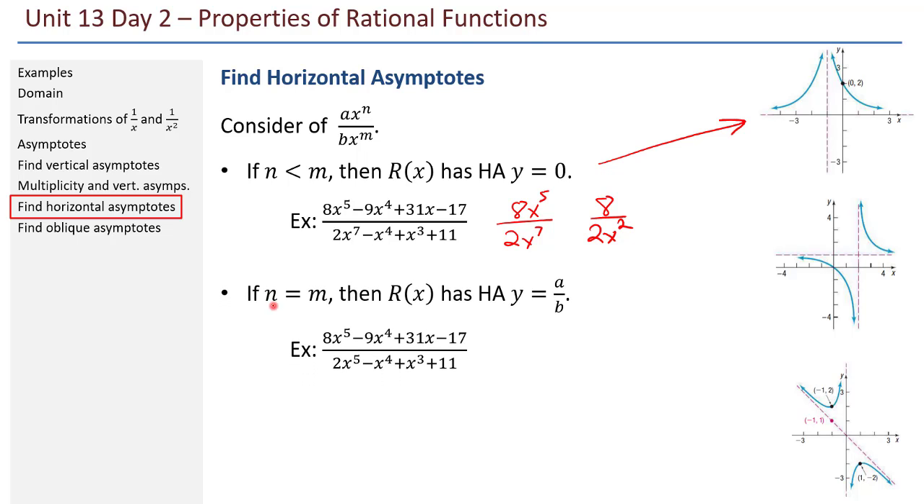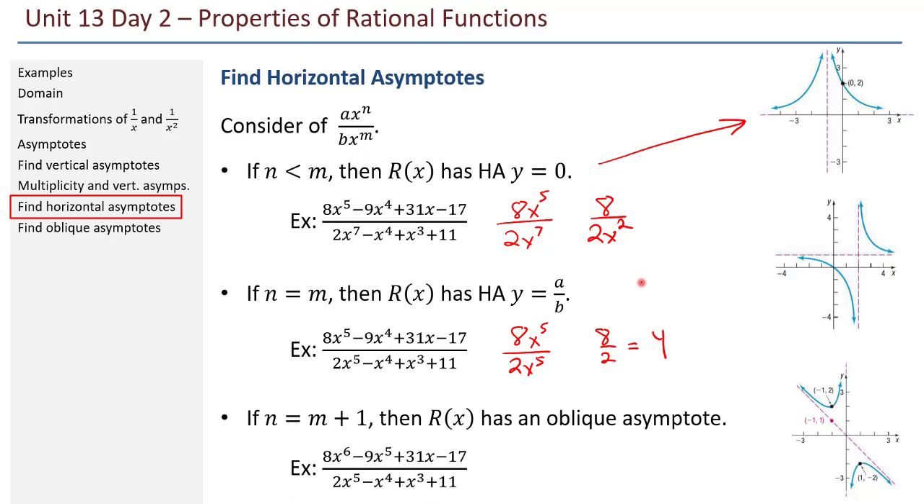The next case, n equals m. So the power of x in the numerator is the same as the power of x in the denominator. Then my rational function has a horizontal asymptote y equals a over b. So for example, in this case, I have 8x to the 5th over 2x to the 5th. The x's cancel completely. I have 8 over 2, which is 4. And so I have a horizontal asymptote at y equals 4.